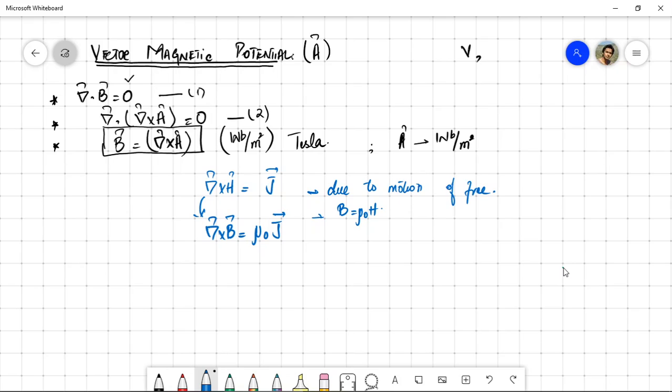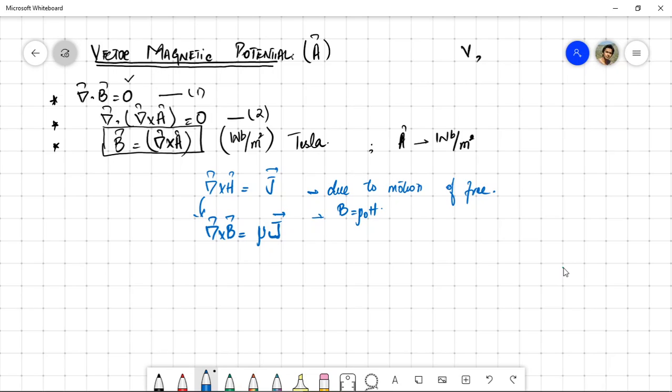In order to keep things a little more generic, he's not mentioning it as mu naught. In fact, he's mentioning it as mu. This can be the permeability of free space, or it can be the permeability of a particular material. If it is being used in a scenario in which free space is being used, then we'll change this mu to mu naught. And if it is being used in some other kind of material, then we can put the value of permeability of that material into this equation. So in order to keep things more generic, he is using mu here.